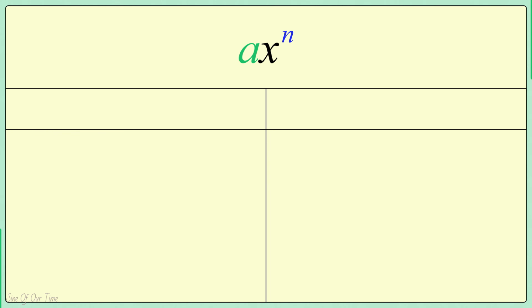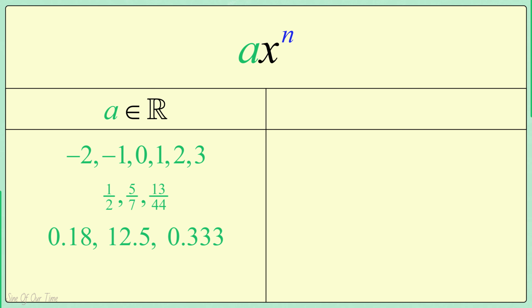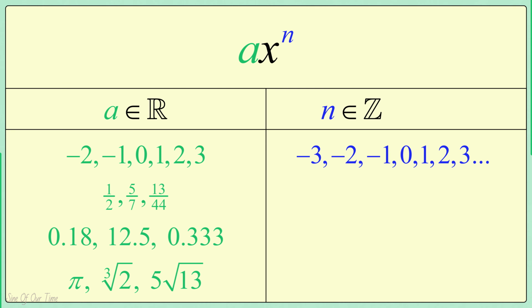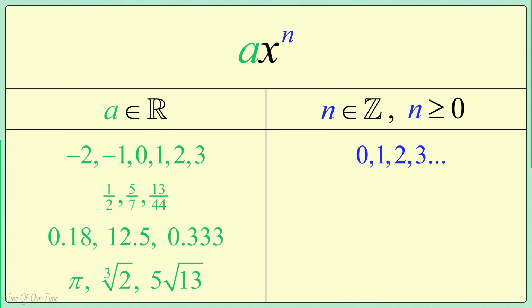Now, let's keep this simple. A is an element of real numbers, which for now means that it can be any number you want it to be, including integers, rational numbers in the form of fractions or decimals, as well as irrational numbers. This means that our real focus should be on the exponent n, which has to be a whole number. Basically, this is the same as saying that n is an element of integers, but only from 0 upwards.